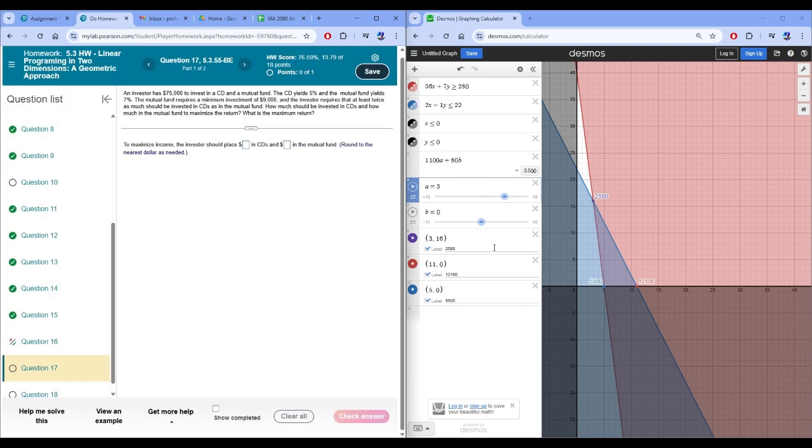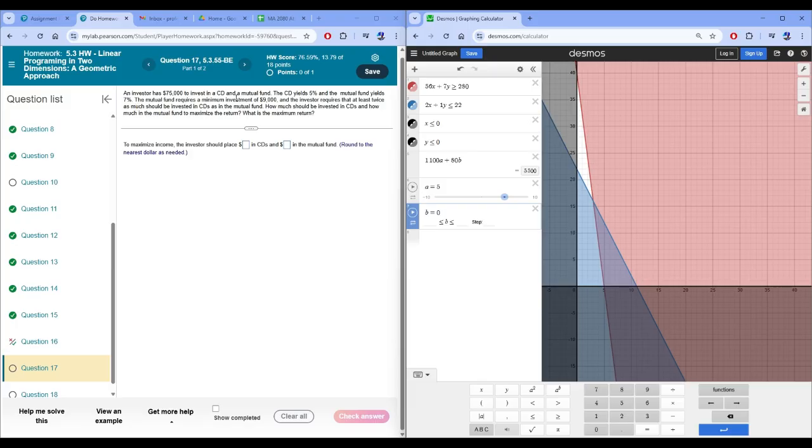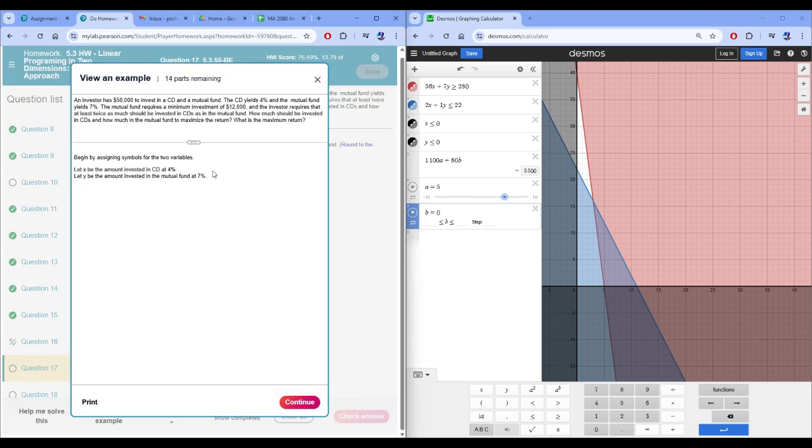Alright, so for here, I'm going to get rid of my points. To maximize my income, I have $75,000 to invest in CDs and a mutual fund. The CD yields 5% and the mutual fund yields 7%. The mutual fund requires a minimum investment of $9,000, and the investor requires that at least twice as much be invested in CDs as in the mutual fund. How much should be invested in CDs, and how much in the mutual fund to maximize the return? And then what is the maximum return? So let's go to the viewing example. X is going to be the amount in CDs, Y is going to be the amount in mutual funds.